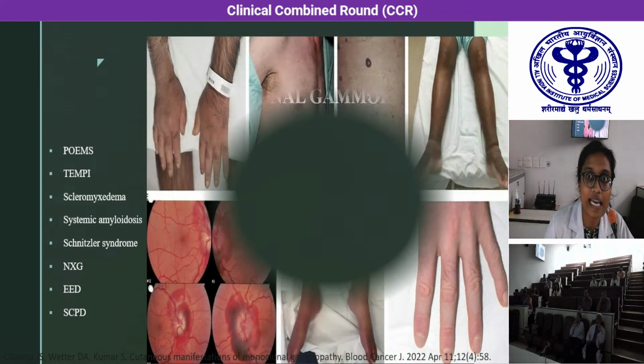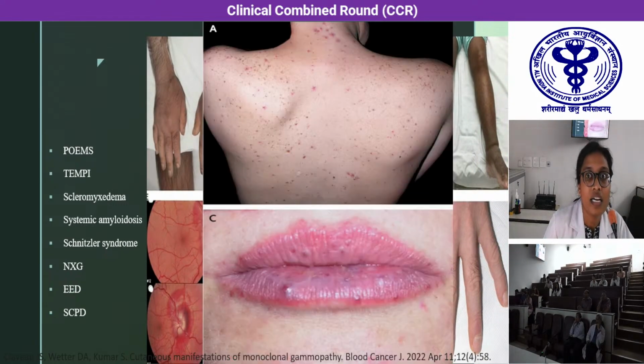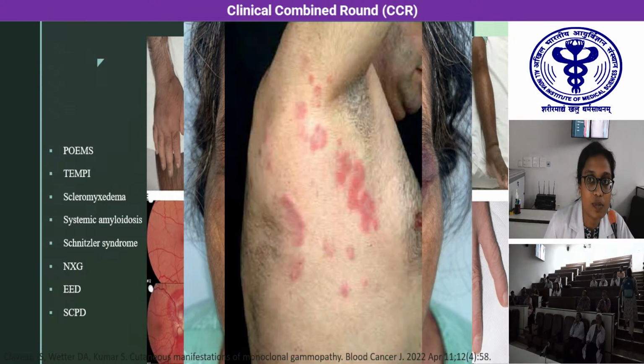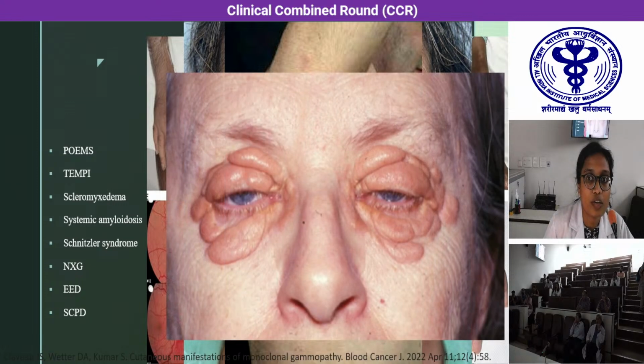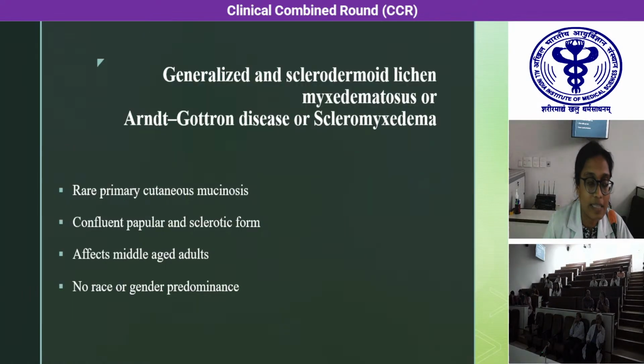POEMS syndrome, characterized by glomeruloid hemangiomas and scleroderma-like skin. TEMPI syndrome, characterized by mucocutaneous telangiectasia. Scleromyxedema, as described in our case. Systemic amyloidosis, characterized by periorbital purpura. Schnitzler syndrome, characterized by urticarial lesions. Necrobiotic xanthogranuloma, characterized by yellow plaques around the periorbital areas. Erythema elevatum diutinum, characterized by firm papules and plaques on the extensors of joints. And SCPD, characterized by pustular eruptions.